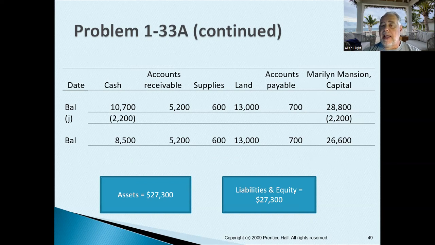Now in J, the owner decided to take a vacation, so they withdrew $2,200. Withdrawals are distributions to owners, and they decrease capital. By taking out $2,200, that also decreased my cash. It physically came from the cash account, but it also had to come out of the capital account. So we're going to see a minus for 2,200 and a minus from capital for the same amount. So now assets are 27,300. Liabilities plus owner's equity is 27,300. So everything matches.